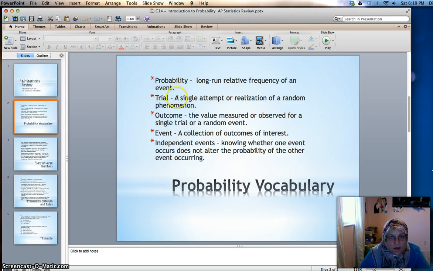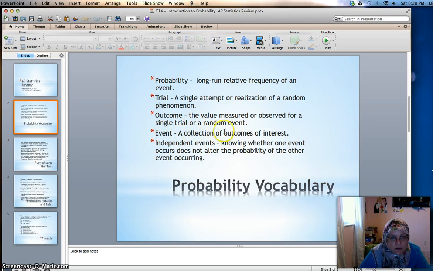A trial is a single attempt or realization of a random phenomenon. So like rolling the die, that would be a trial. Outcome is the value measured or observed for a single trial or random event. So I got a 6 or I got a 3. Those would be the outcomes.